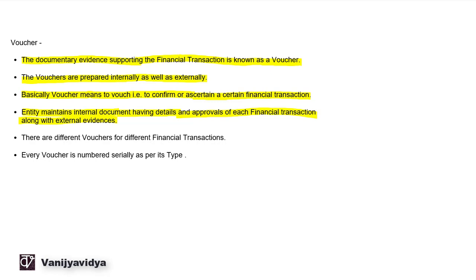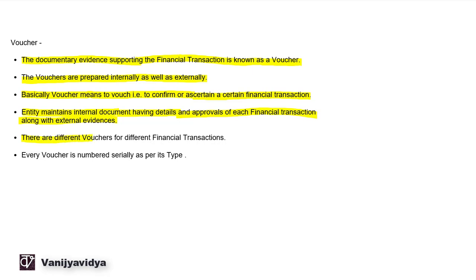So for every financial transaction, an entity needs to provide details of what is the nature of the financial transaction and who has approved that financial transaction. So it maintains an internal document, that is the internal voucher, along with the external evidences or documents.